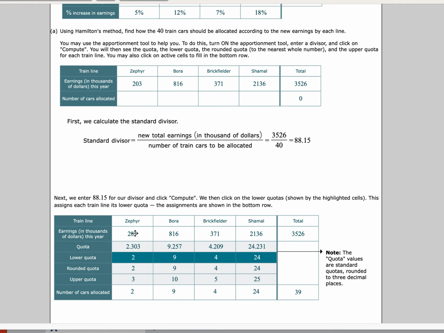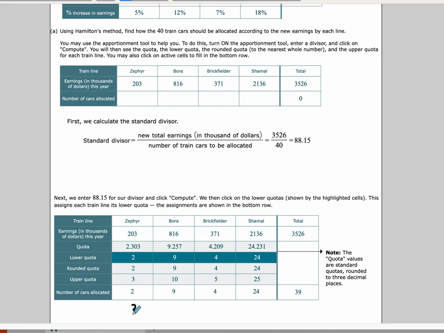So for Zephyr, the lower quota, the rounded quota, the upper quota. Now, the number of cars that should be allocated would be 2, 9, 4, 24, the lower quota. However, this doesn't add up to 40. So what do we do with Hamilton's method? We got to look at the decimal parts. And when you look at the decimal parts, the area with the largest decimal part is Zephyr. So that would be the one that we would add one more car to.